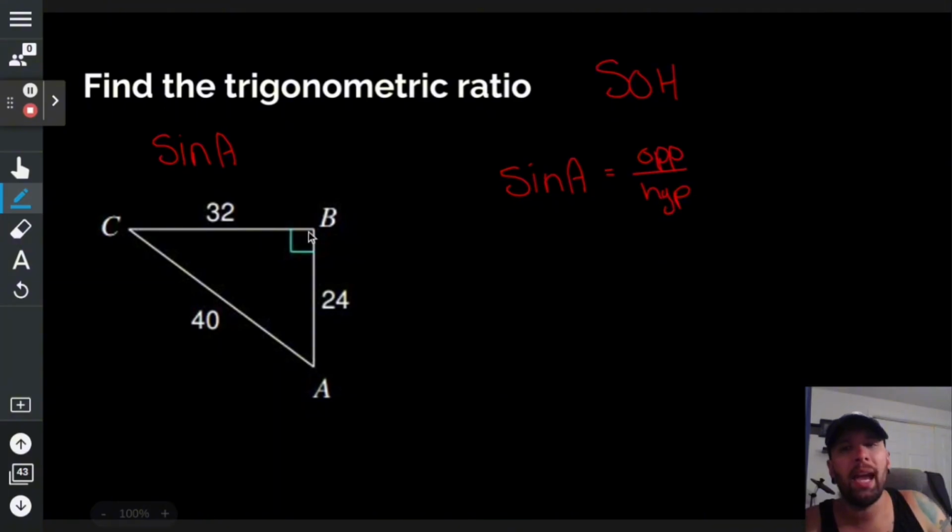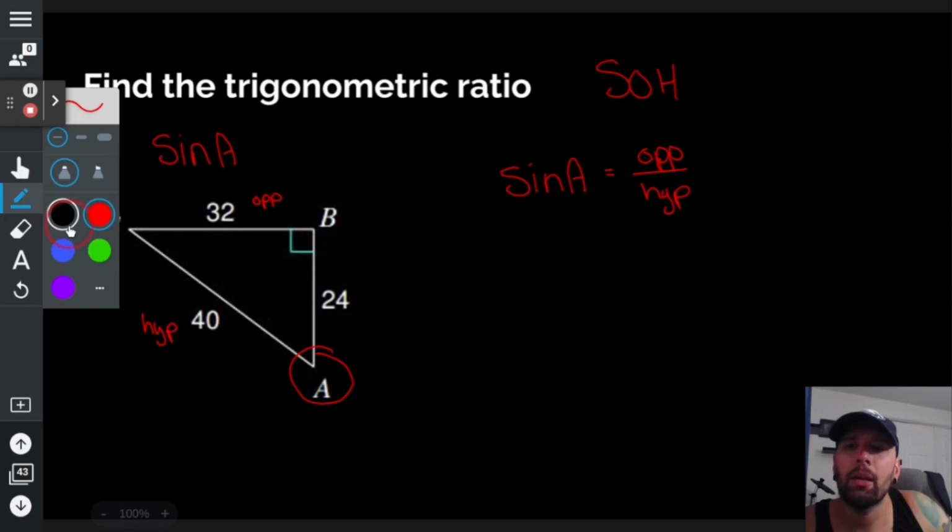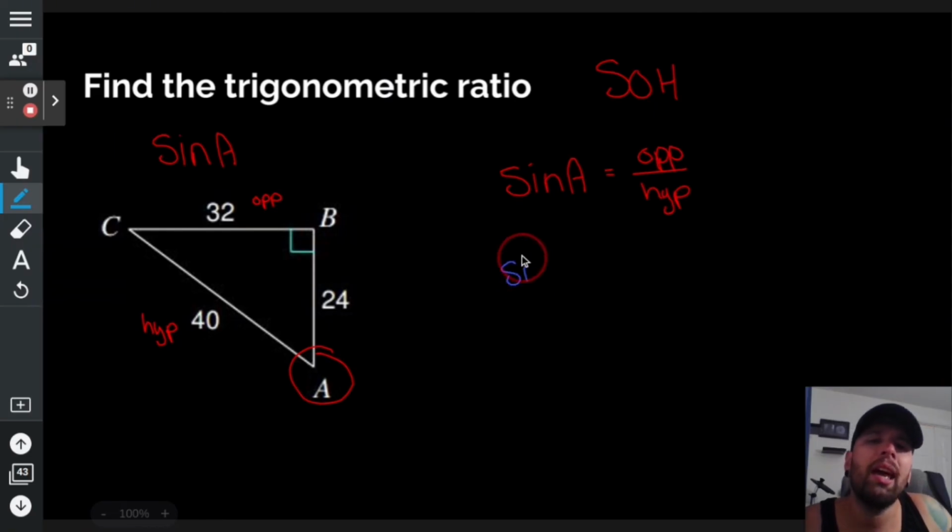So let's find A. Again, this is all in relation to what angle I'm dealing with, and we're dealing with A. So I need to find the side opposite of A, and it's 32. So we'll do opposite right there. I also need to find the hypotenuse, and the hypotenuse is always the hypotenuse, 40. Okay, so sine A is going to be my opposite side, which is 32, over the hypotenuse, which is 40.